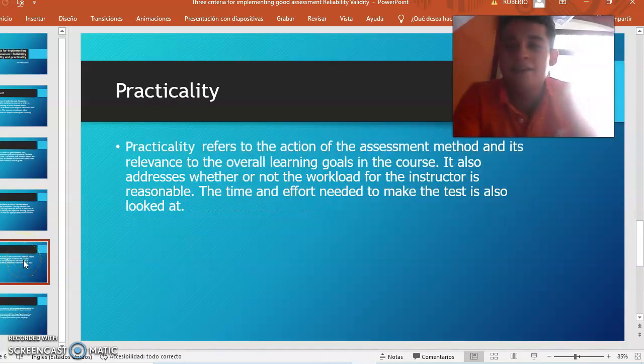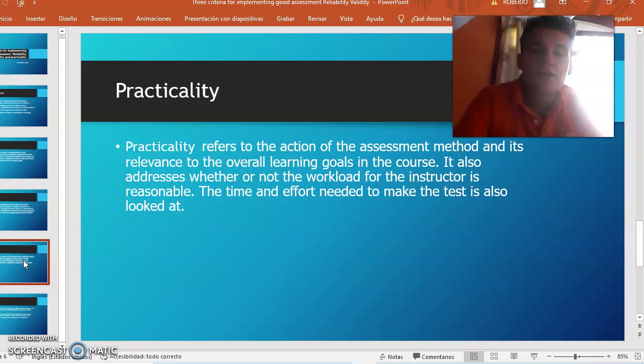And for the final criteria that we have today, it is practicality. Practicality refers to the action of the assessment method and its relevance to the overall learning goals in the course. It also addresses whether or not the workload for the instructor is reasonable. The time and effort needed to make the test is also looked at.